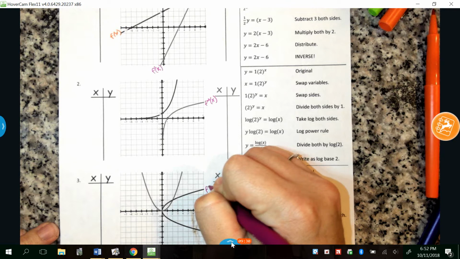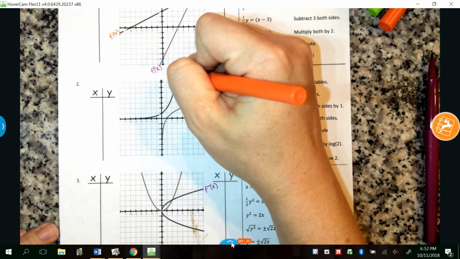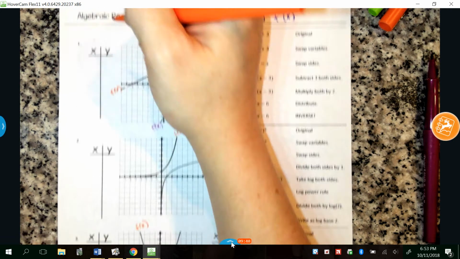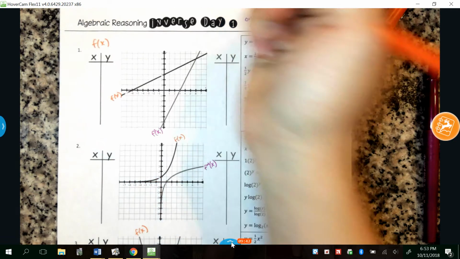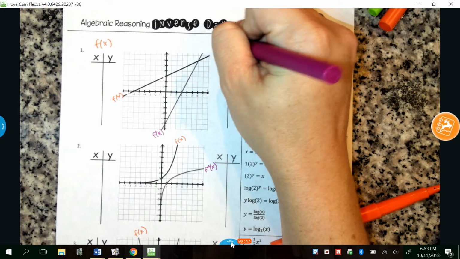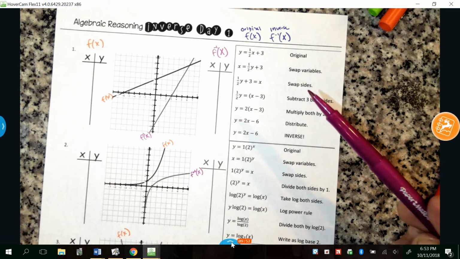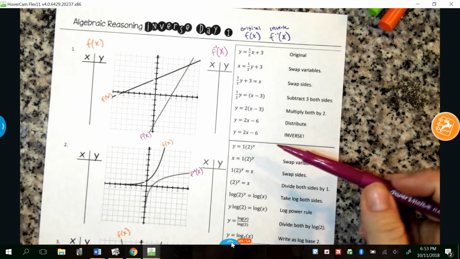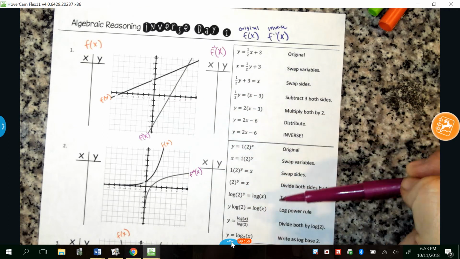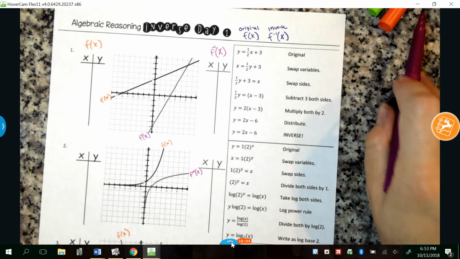So f of -1 of x. This is f of x. So all of these tables on the left are our originals. All of these tables on our right are going to be our inverse. Now it does show you how to solve the equations. These are the actual equations to these lines. We're not really doing that today, but this is good notes to have, so I kept it on there.